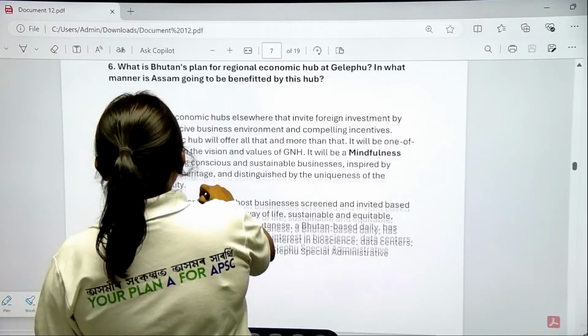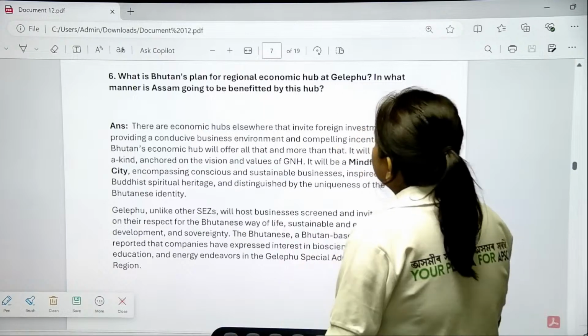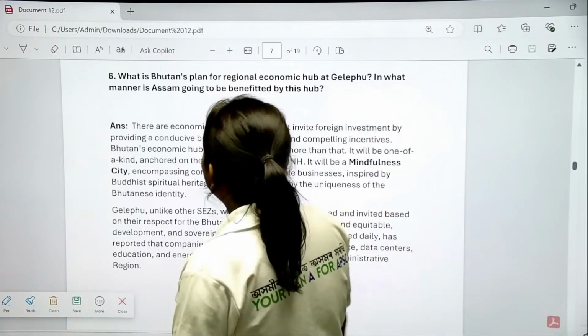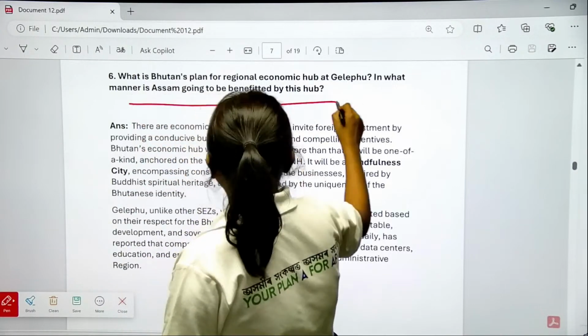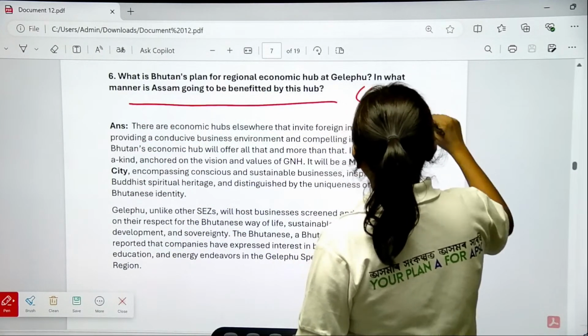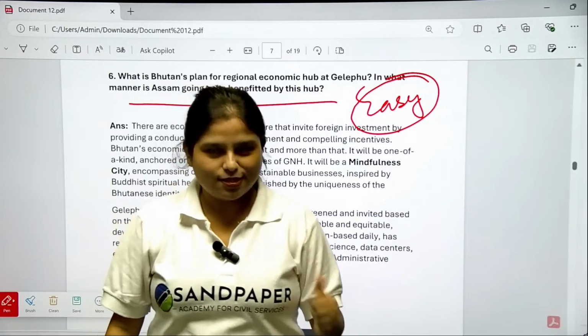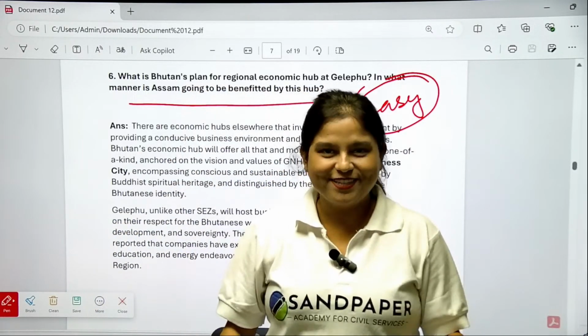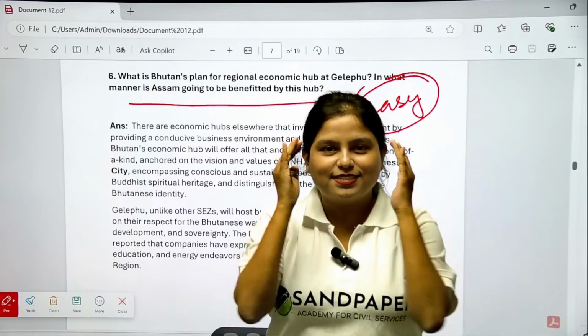Done. Question number 6. What is Bhutan's plan for a regional economic hub at Gelephu? In what manner is Assam going to benefit from it? I think it's an easy question. Again, I will say the same thing: you will not find an answer to this question anywhere except in your mind.